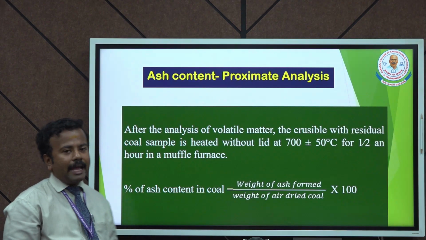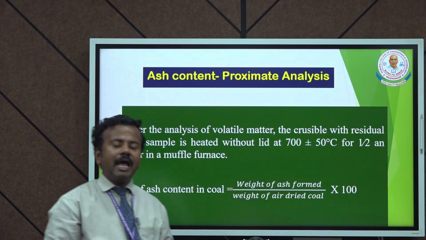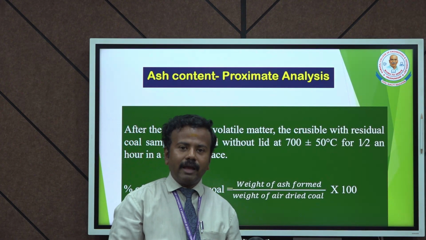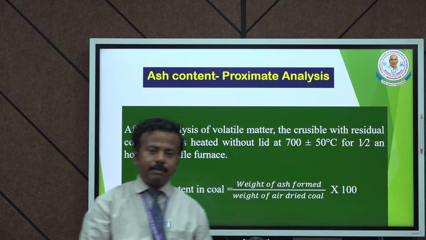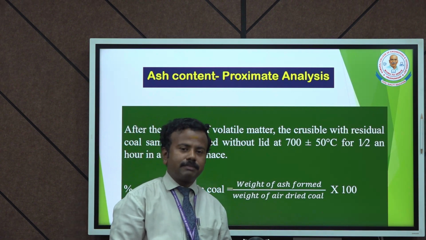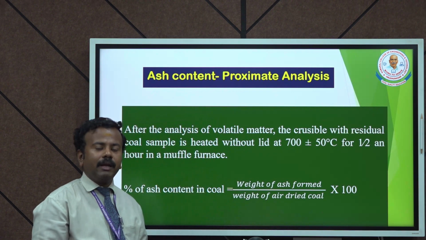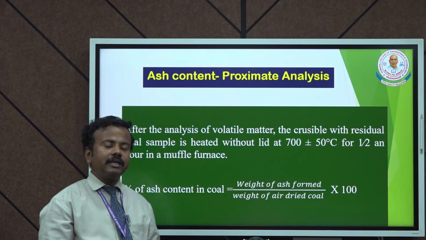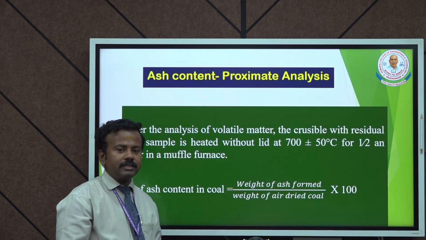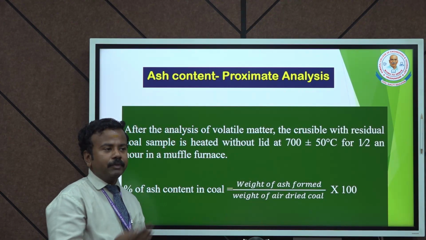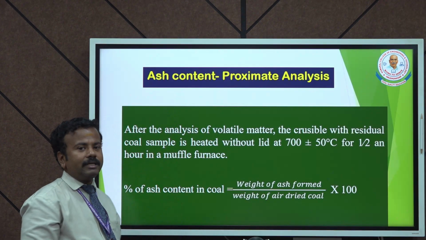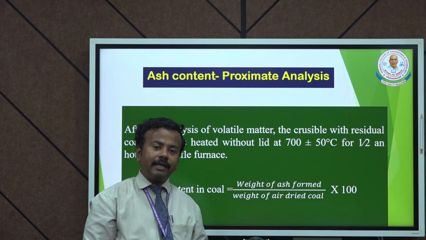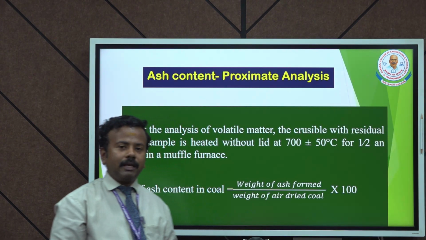So the next content is ash content. Already we have found out the carbon percentage and hydrogen percentage by the combustion apparatus method. Then nitrogen can be analyzed by the Kjeldahl method. Then the third is sulfur content, which can be analyzed by the bomb calorimeter. Then the fourth one is ash content, which we previously analyzed in the proximate analysis method.